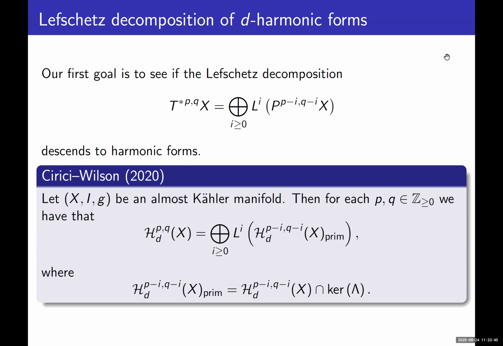As you can see, Tseng and Yau proved some years ago that on an almost Kähler manifold, the (p,q) d-harmonic forms split as the direct sum of L^i applied to the suitable space of primitive forms. So it's possible to write each (p,q) harmonic form as the sum of powers of omega wedged with the primitive harmonic forms of the correct degree. The natural question is, what happens to the operators del and del bar?